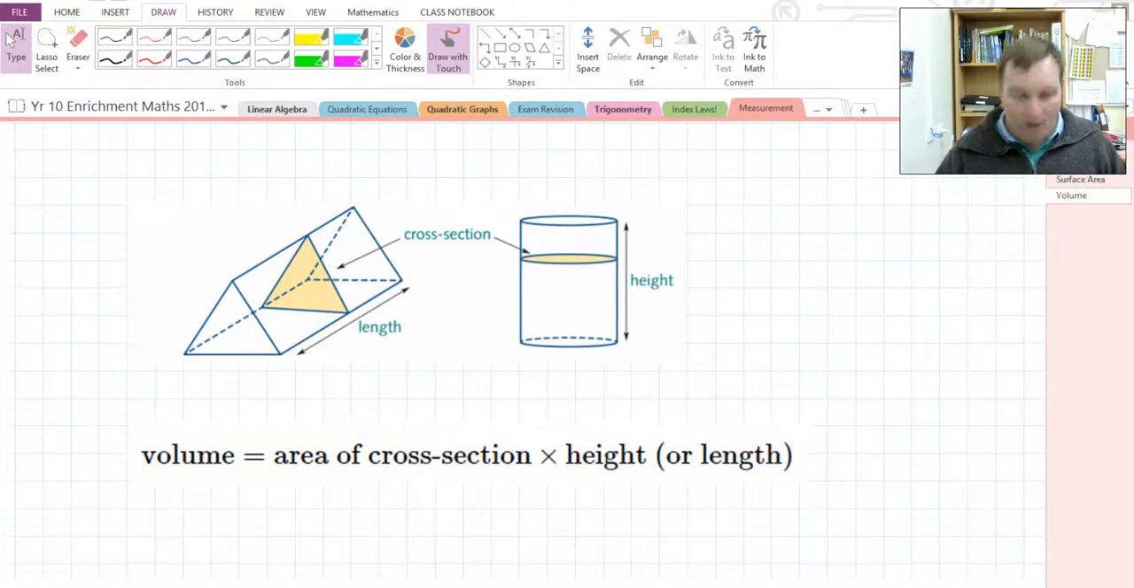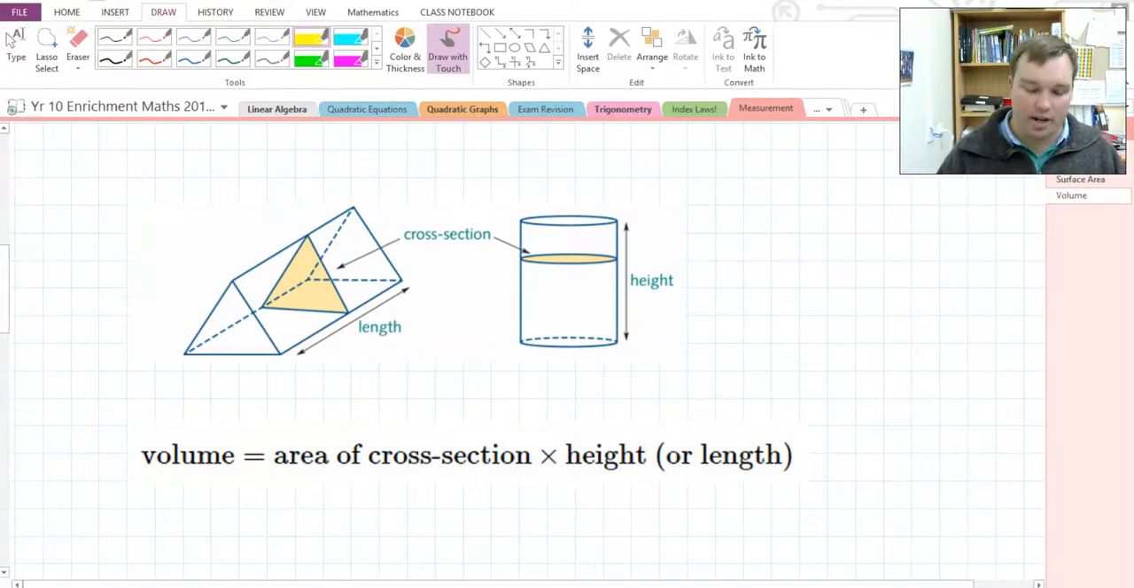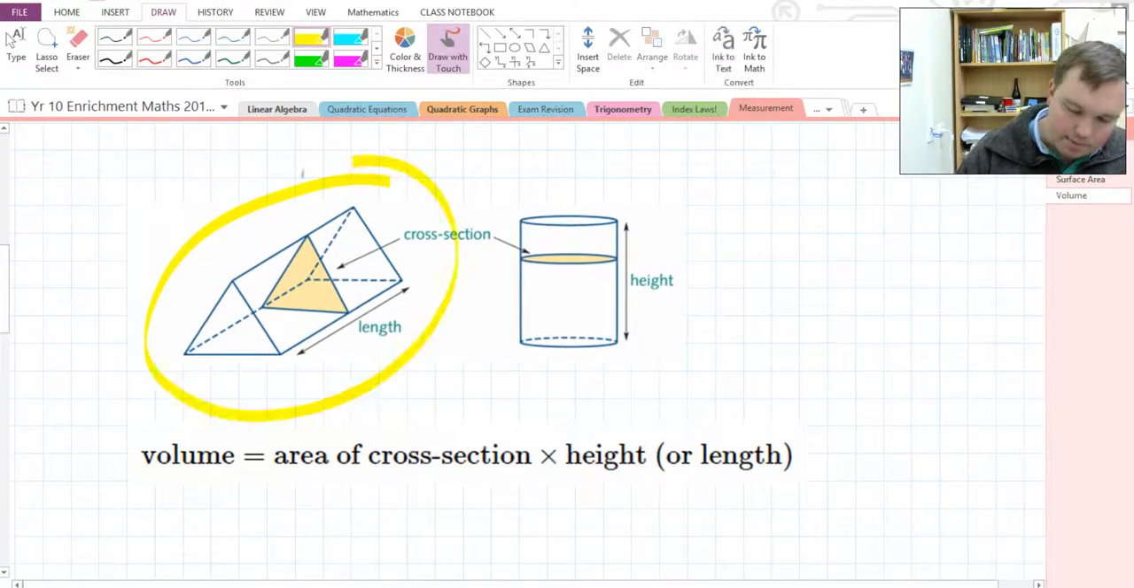Hello, year 10s. Alright, today we're looking at simple volume. Now, simple volume, I talk about volume of prisms. Prisms are shapes where there is a single cross-section that goes the entire way through. So, here, that is a prism, because the cross-sectional area is this triangle in here.